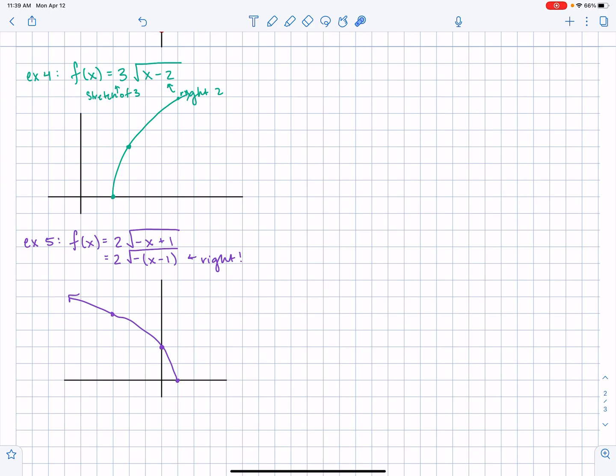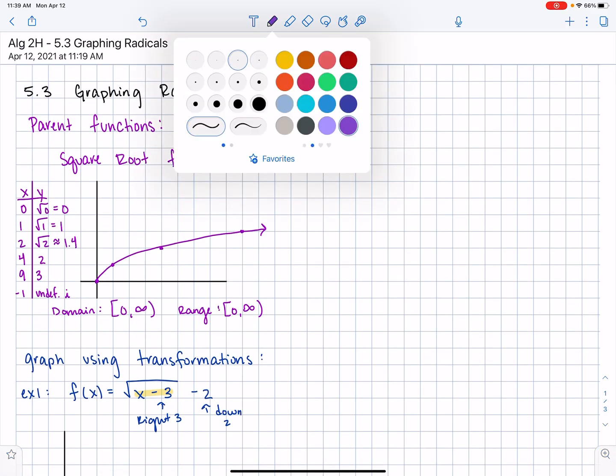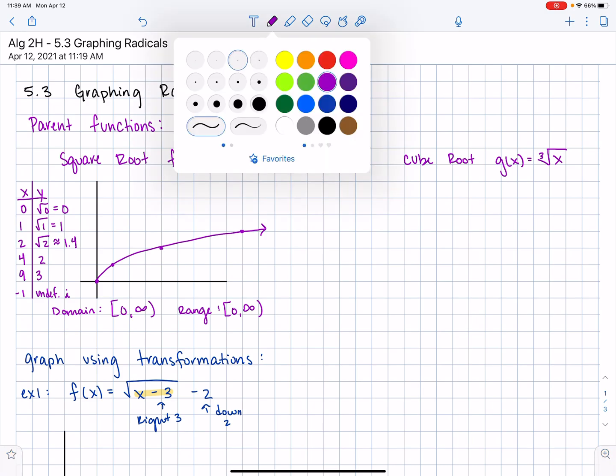All right, so those are our radical and our square root functions. But we also need to look, of course, at our cube root function. So let's head back up to the top. Our parent function now is also going to be a cube root. And once again, please add these to your parent functions, I'll make this G, the cube root of x.